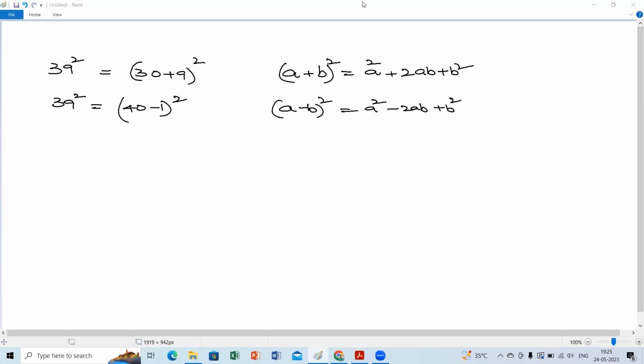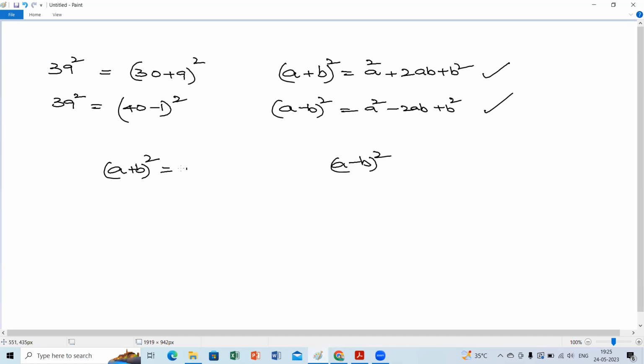Yes, correct. Now, which identity can we use, the first one or the second one? Your choice, beta. Ma'am, we can choose any of those. Okay, both answers we will get. Both ways I will help you. First, I will use the identity A plus B whole square. In the second case, I'm using the A minus B whole square identity.